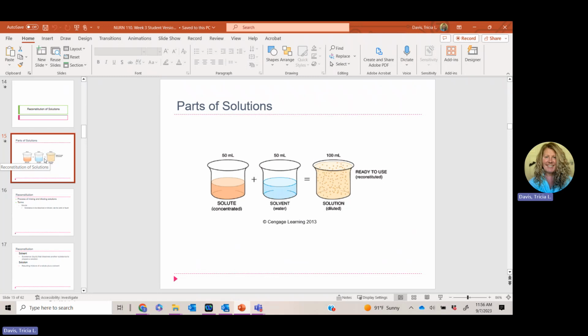You mix the solute, which is the concentrated liquid or the powder, whatever you have, and the water together, and that gives you your solution. So your solute becomes diluted because you're adding the water, and then you have this reconstituted solution that is now ready for preparation.